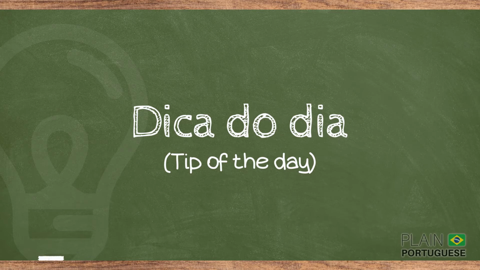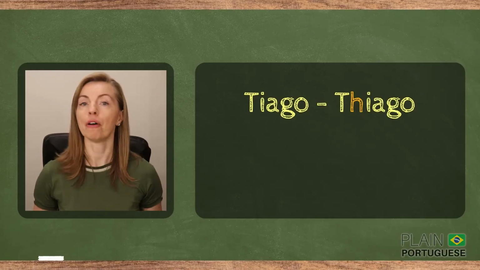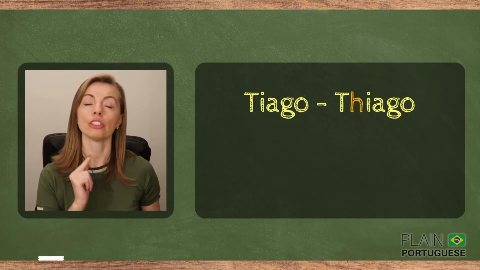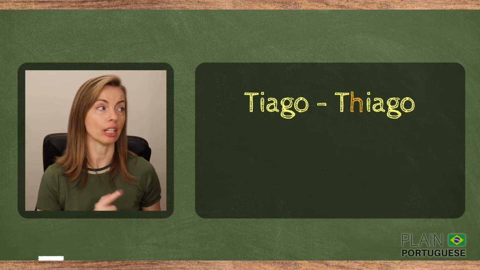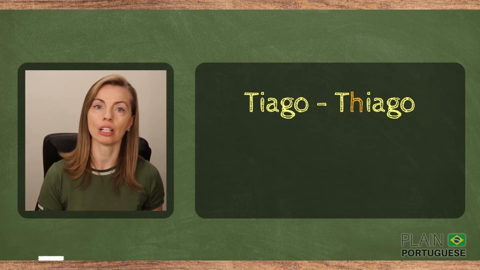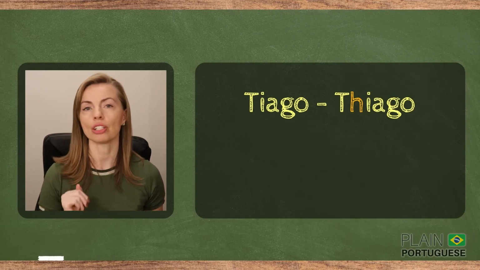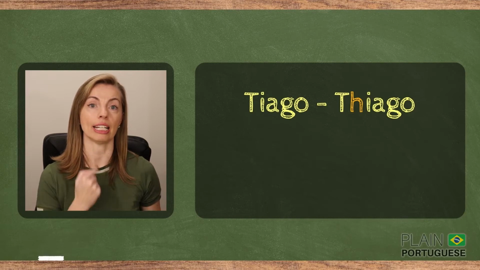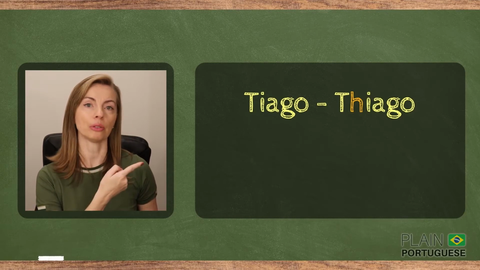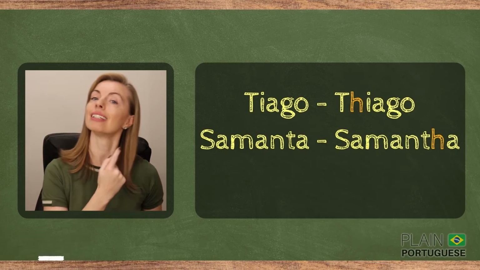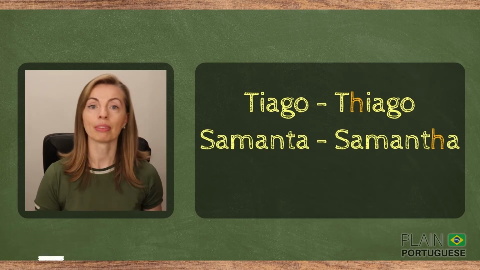The letter H can also appear after the letter T in some names. For instance, here we have Tiago without an H and Thiago with an H. So see, it doesn't change a thing regarding pronunciation. It is Tiago, Thiago. Samanta, Samantha.